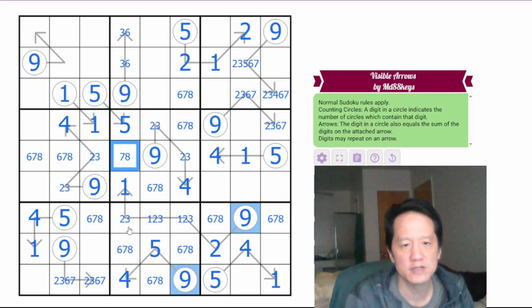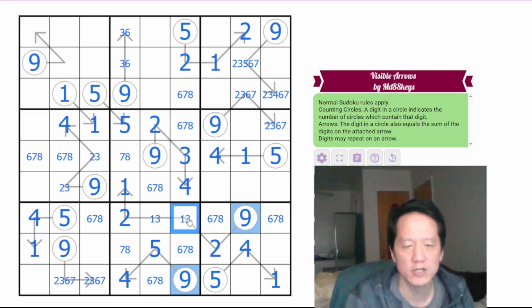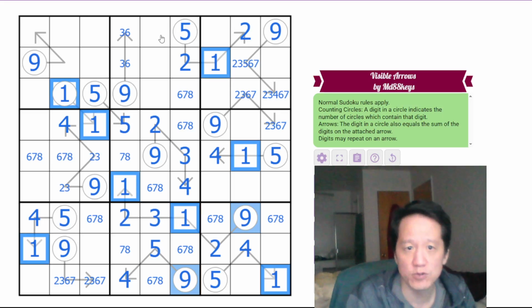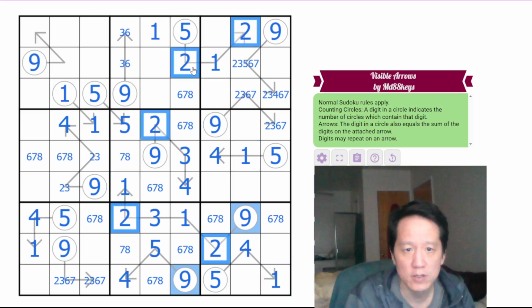Therefore, this can't be 6, this can't be 6, and this can't be 3. That makes that a 2. None of these can be 2. This can't be 2. That's a 3, which makes that a 2. This 3 eliminates that 3, so that's a 1, which makes that a 3. We have 8 1s now. We know where the last one has to be. It has to be here.